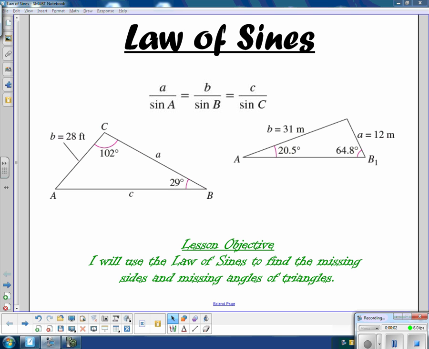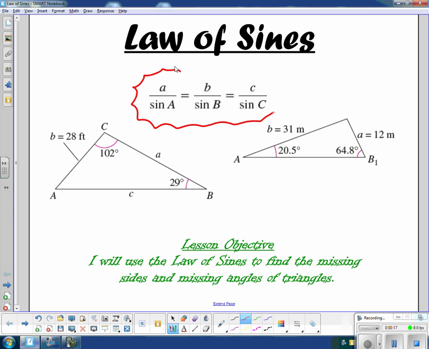In this video, we'll be discussing the law of sines. The law of sines is a way to use trigonometry to figure out missing sides and angles in oblique triangles. By the end of this video, we're going to be able to use this idea right here, which is the law of sines, to find missing sides and missing angles when we're looking at a triangle.